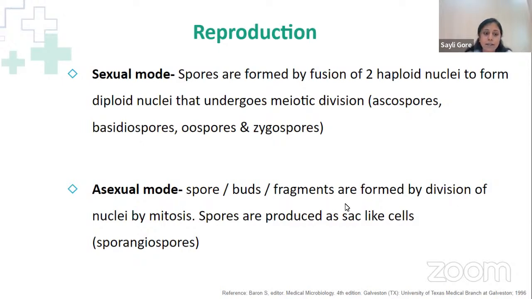that are divided by nuclei. The division of nuclei takes place by mitosis. So mitosis is nothing but a single parent cell dividing into two daughter cells, including itself.